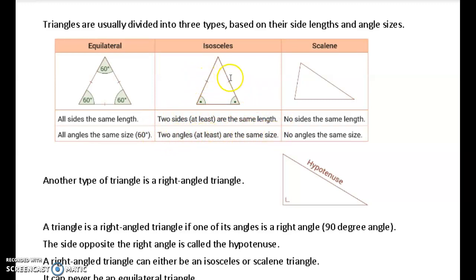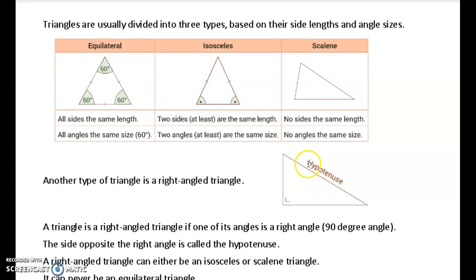So here we have two sides that are the same, and these two angles, the angles that are opposite, are the same size. Then we have a scalene triangle. No sides are the same length, no angles are the same. And then the fourth type of triangle is a right angle triangle, and that means one of the angles here is a 90-degree angle, which is a right angle, and the side across from that is called the hypotenuse.